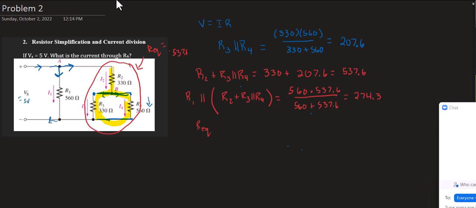And so now I can find the current coming out of the voltage source using Ohm's law. So our voltage is given to us to be 5 volts. We're looking for our current. We have our resistance of 274.3. And that gives me a current of 0.0182 amps.